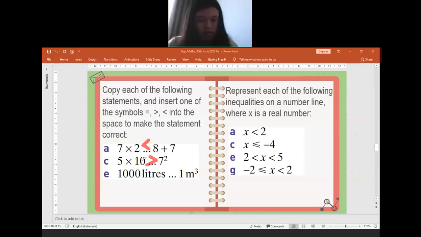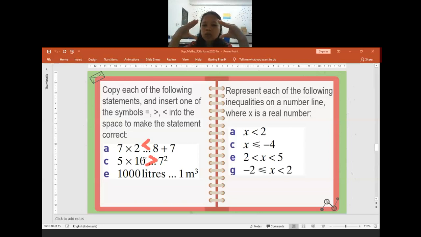5 times 10 is 50. 7 square is 49. The bigger one, the mouth will be opening at the bigger number, the bigger number that we are going to eat. So you assume that the inequality sign is like a mouth. My mouth will open to the bigger number, because the bigger number is 50, that's why the mouth opens like this.